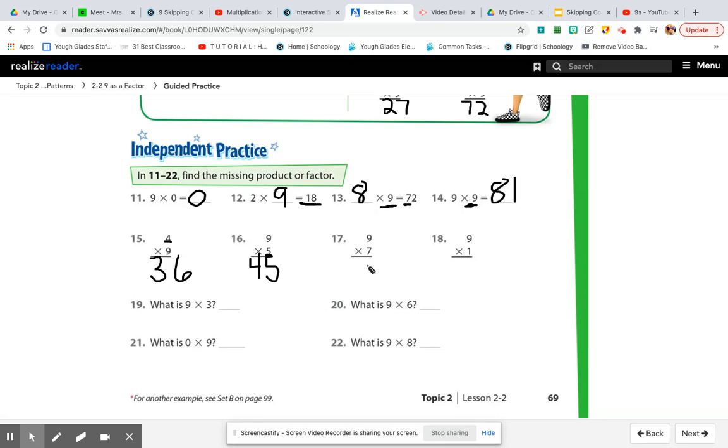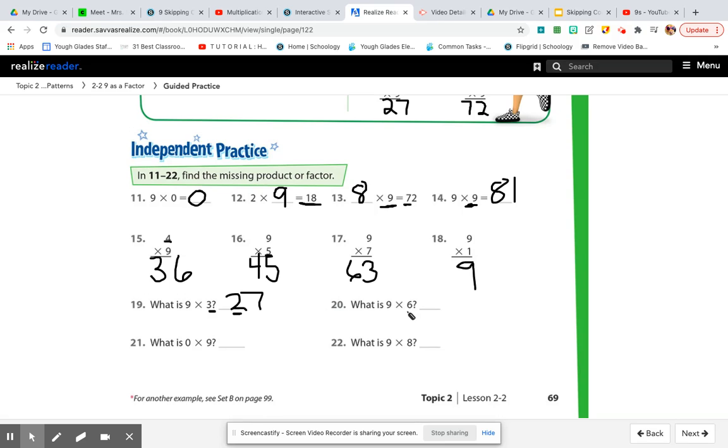9 times 7. Looking at 7, what do you subtract from 7 to get your answer, your first number in your product? 1. Yeah, you remembered. 7 minus 1 is 6. And 3 and 6 make 9. Oh, we know this because of the identity property. Any number times 1 is itself. 9 times 1 is 9. What is 9 times 3? 9 times 3 is 27. I know that because 2 is 1 less than 3 here. And if I add 7 to 2, that makes 9.